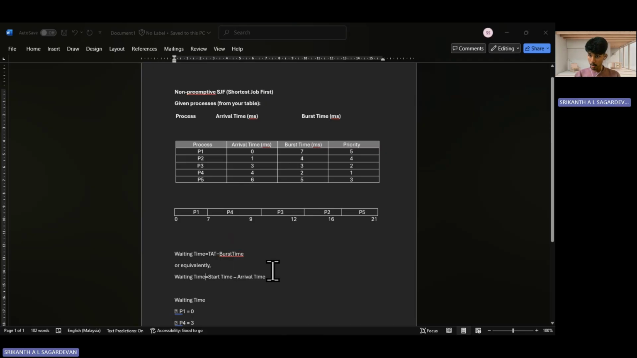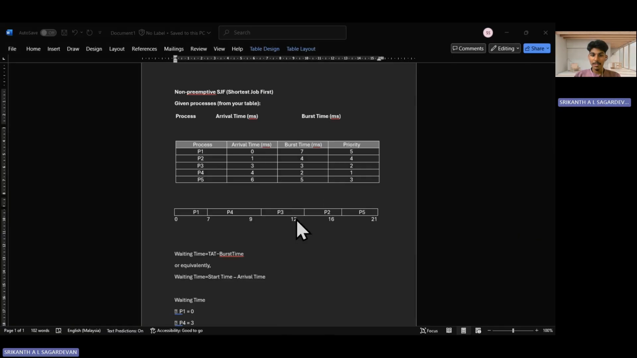At time 0, only P1 has arrived, as we can see here. So P1 is the first, non-preemptive. After that is time 7, at which all other processes have arrived, so we look at the burst times over here. What we can do now is first draw the Gantt chart.